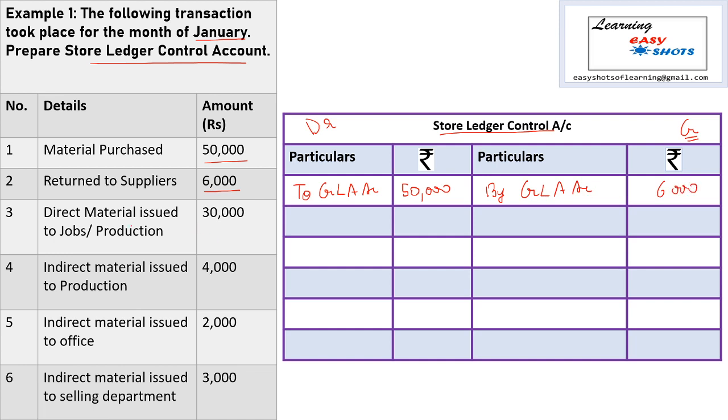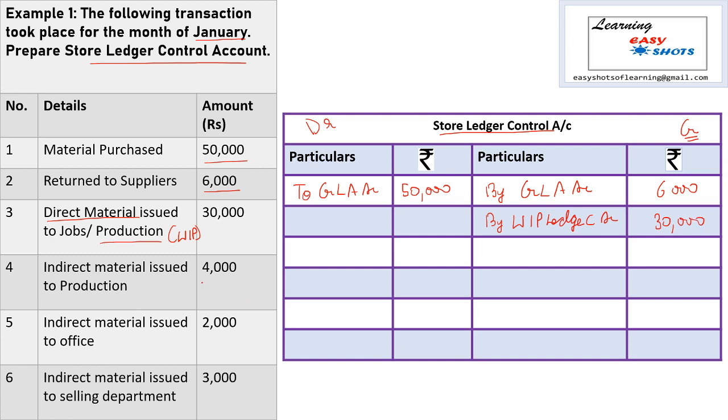Our next transaction is direct material issued to production. Now when we are talking about direct material which is directly used in the production process, in place of production department we use WIP ledger control account, and when the material is transferred, we credit the store ledger control account, and where the material is transferred, which is WIP ledger control account, amounted to 30,000.